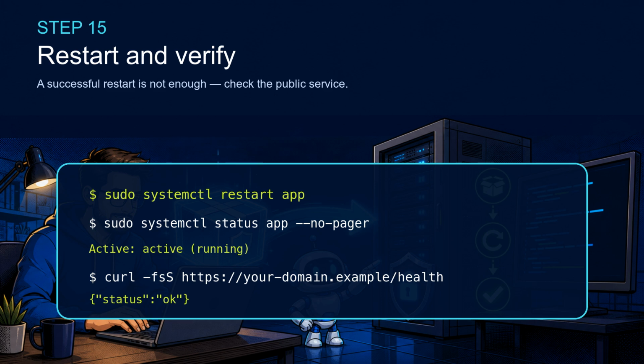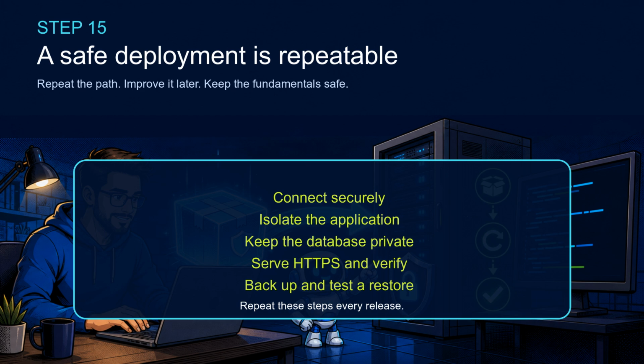This is a repeatable manual path. Later, you can automate parts that you understand. A VPS is not only a place for code. A safe deployment is a repeatable sequence. Connect securely, isolate the app, keep the database private, serve HTTPS, verify, and back up.